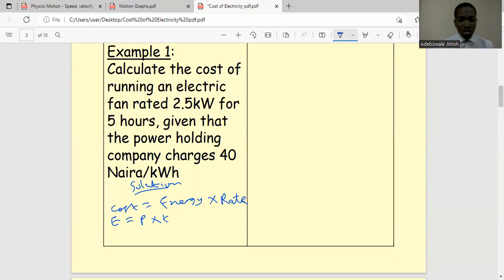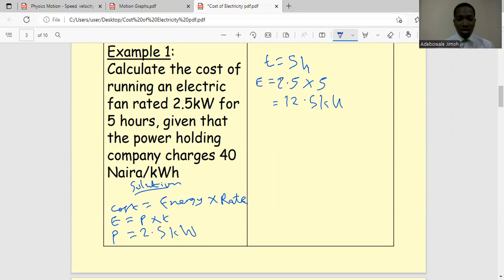So let's go. In this question, we were given the power as 2.5 kilowatts. You don't need to convert the power since it is already given in kilowatts. What about our time? We were given our time as 5 hours. So you don't need to convert our time also since it was given in hours. Now we can calculate our energy as power multiplied by time. The power is 2.5 multiplied by the time, 5. 2.5 multiplied by 5, we get 12.5 kilowatt hours. So that's the electrical energy.